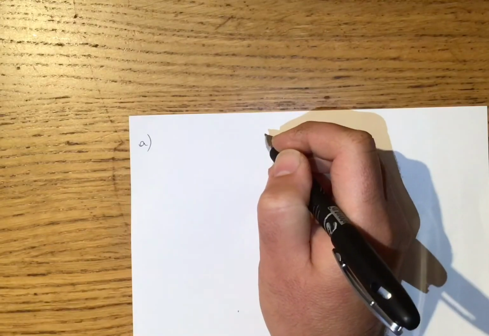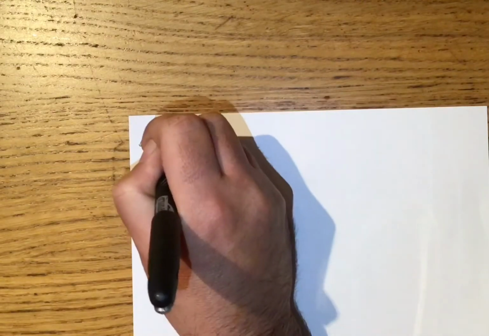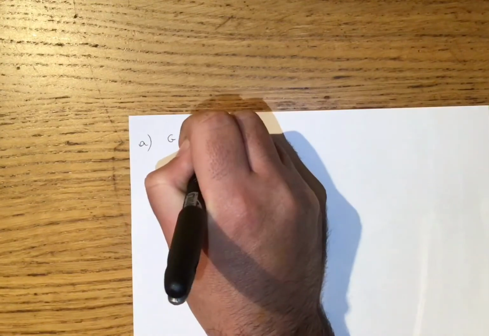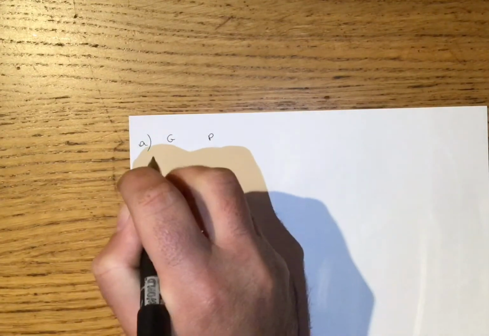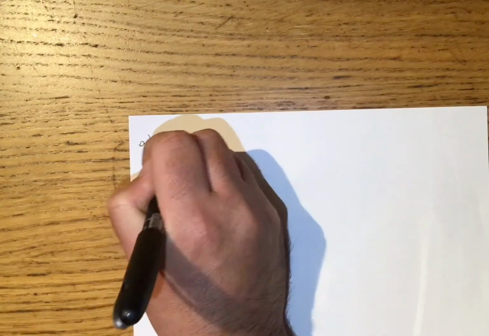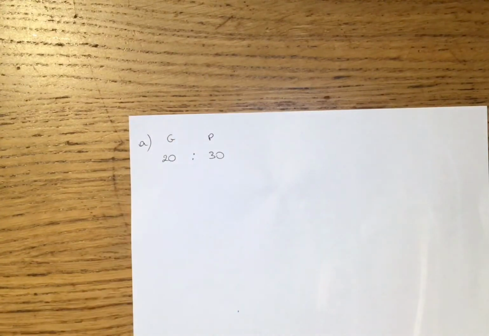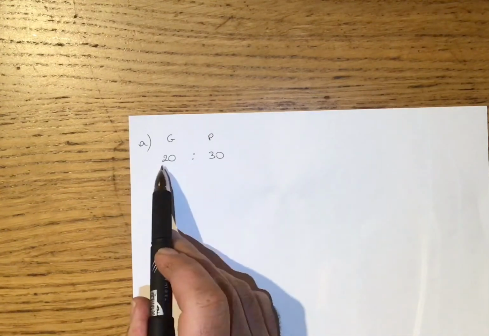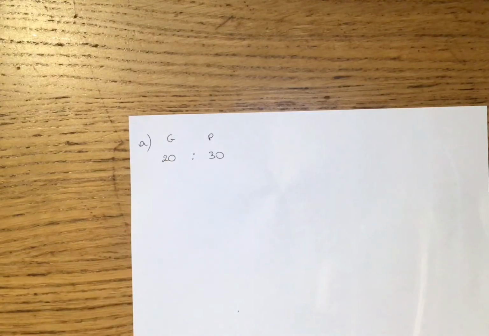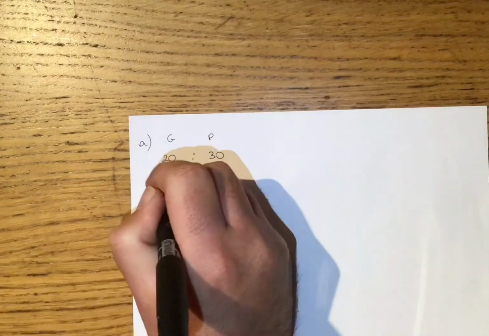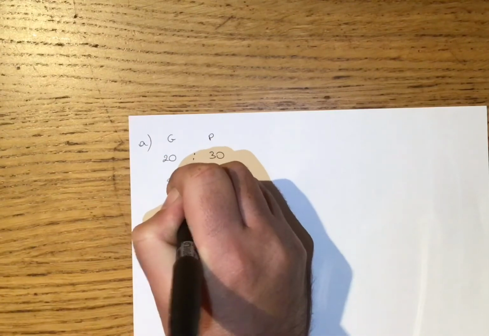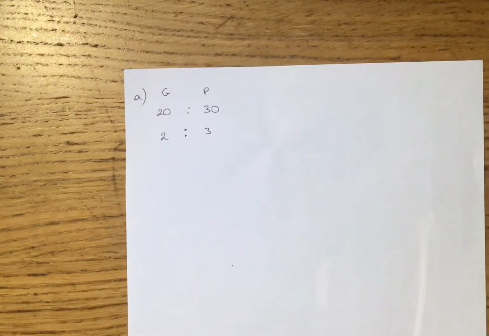We're going to write the ratio. So we've got Gregor and Peter. Gregor put £20 while Peter put 30. So we need to write that in the simplest form. Simplify those numbers, same as a fraction. What timetable are they both in? They're both in the 10 timetable. So how many 10s go in 20? 2. How many 10s go in 30? 3. So that is the ratio in its simplest form.